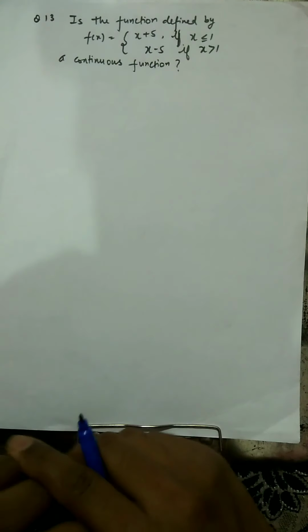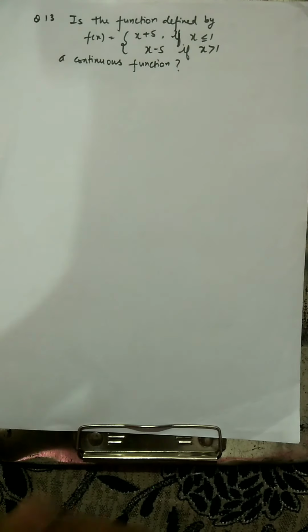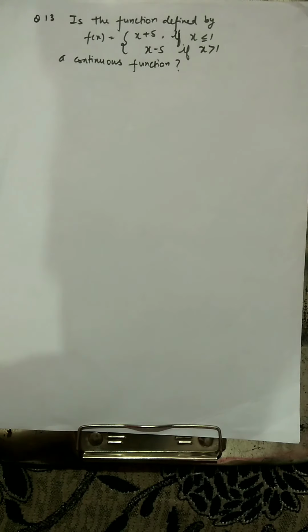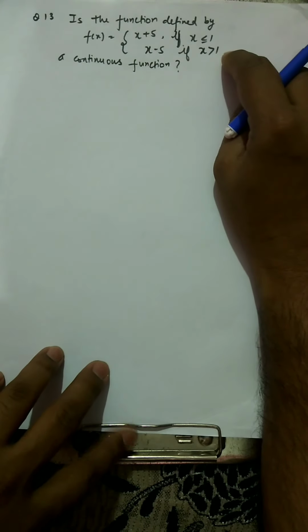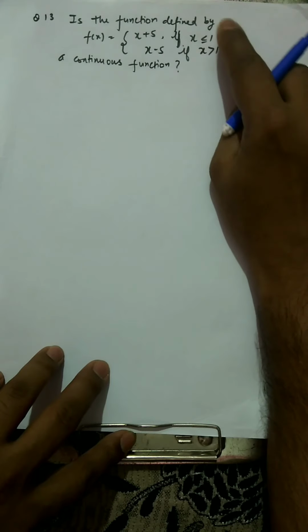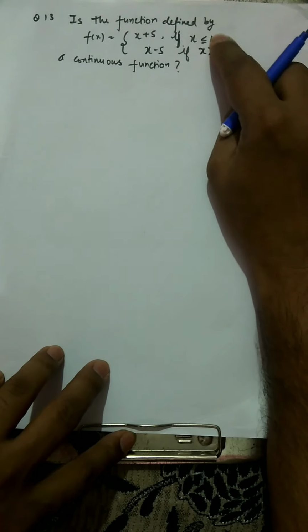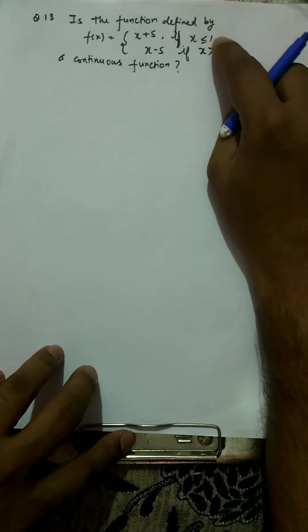Now come to question number 3. This question number 3 is asking us: is the function defined by f(x) equal to x plus 5 if x less than or equal to 1, x minus 5 if x greater than or equal to 1, a continuous function? So it means the function will be continuous throughout its domain if it is continuous at each and every point of its domain. So you can see the domain is the real numbers, because x less than or equal to 1 and x greater than or equal to 1. If you combine these two, then x belongs to real numbers.